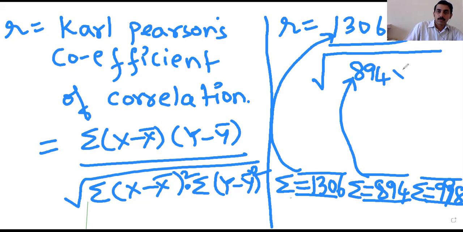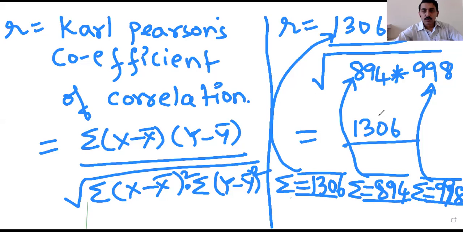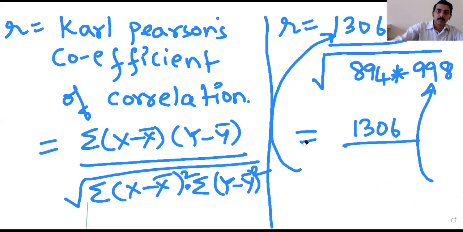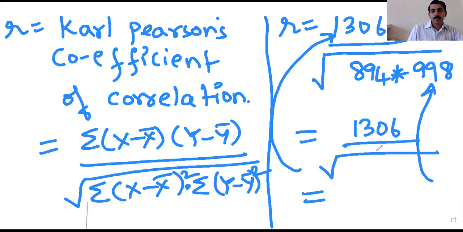894 here, so 1000 divided by the square root of... can anyone tell what the product is? 894 into 998. What is the product when you multiply 894 into 998? What is the answer? 892, 212. Once this is done, what is the final answer?